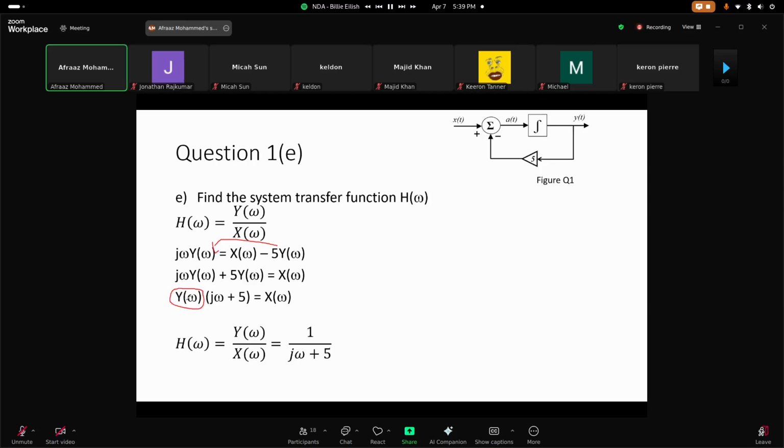It's going to be Y of omega times (j omega plus 5), and that's equal to X of omega. So now to get H of omega, we are going to divide both sides first by X of omega, and that will give you Y of omega over X of omega on this side. And if you divide both sides by (j omega plus 5), you're going to get 1 over (j omega plus 5). So this is going to be equal to your H of omega.